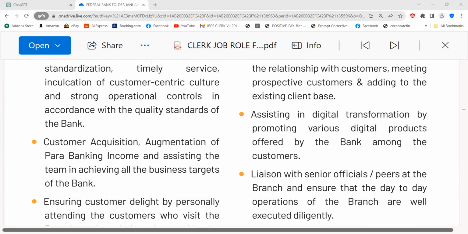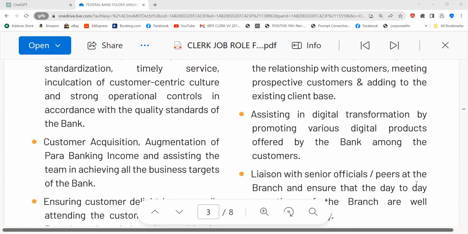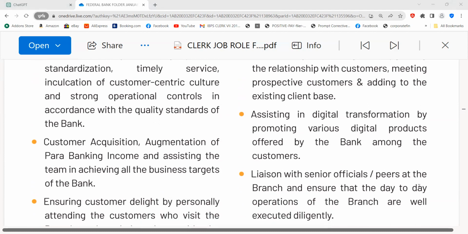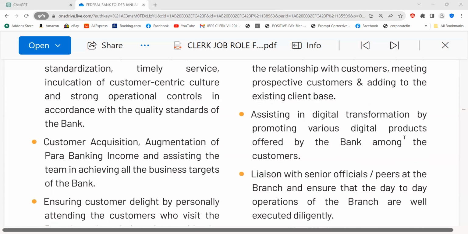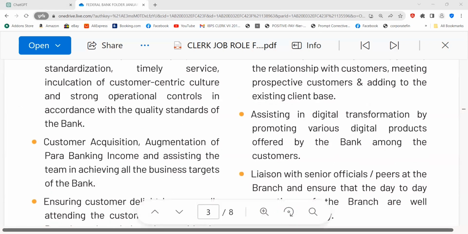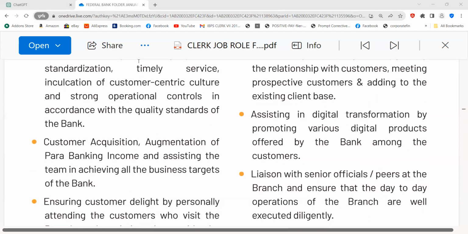Vaishnavi, please read. Assisting in digital transformation by promoting various digital products offered by the bank among the customers. Liaison with the senior officers and peers at the branch and ensure that the day-to-day operations of the branch are well executed diligently. Peers means equals. Next, Soumya.